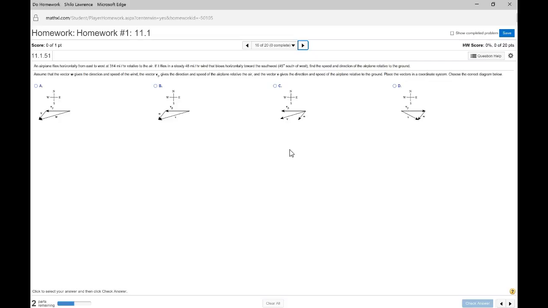So we've got an airplane speed and direction, we've got a wind speed and direction, and we want to know when these two things get combined, what the actual path of the airplane is going to end up being. And they've already drawn the pictures for you. That's the first thing they're asking, is which picture is correct.